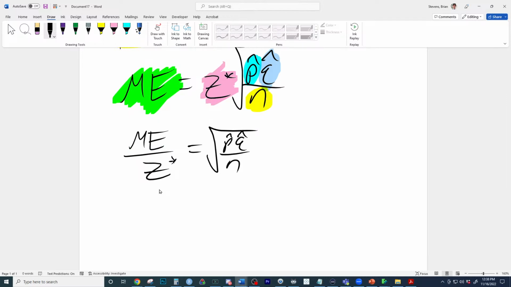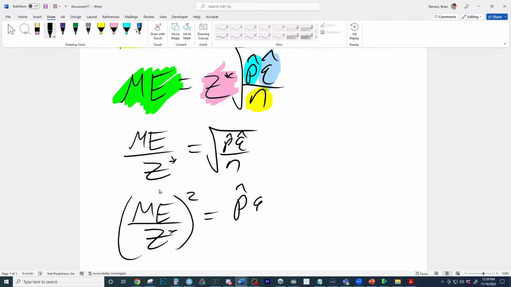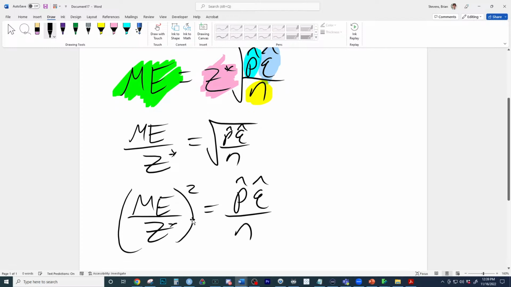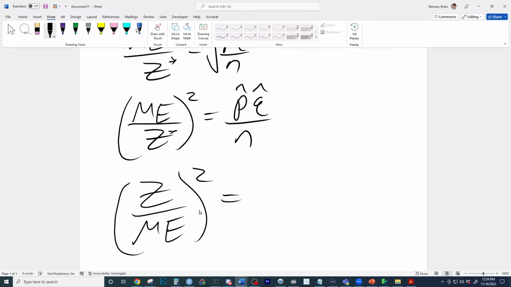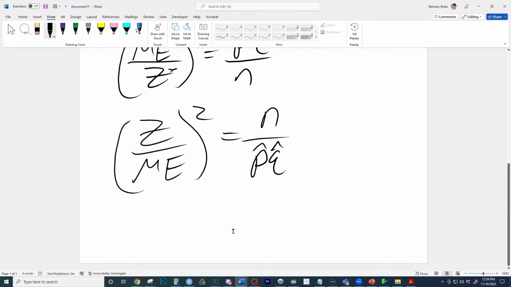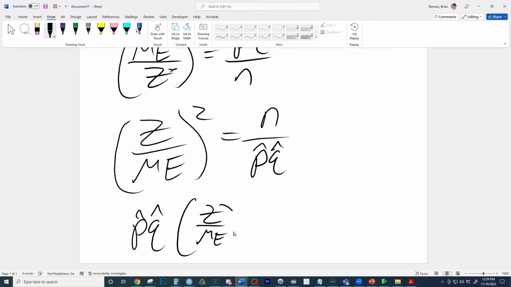Now you square both sides, and square both sides. So that leaves p hat q hat over n. We don't want n on the bottom of the equation, so we're going to flip. You can flip both sides. Flipping both sides keeps it mathematically the same. So now we have flipped both sides, and it's the same algebraically. And now we're just going to multiply both sides by p hat q hat to get p hat times q hat times the quantity of z over margin of error squared equals n.